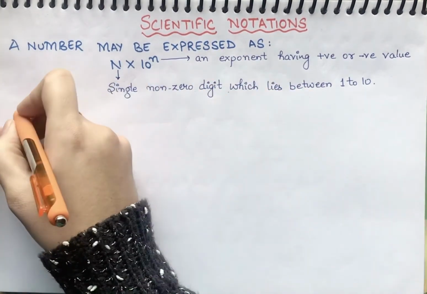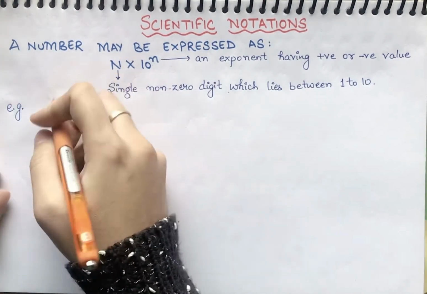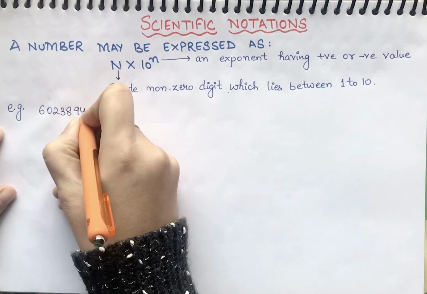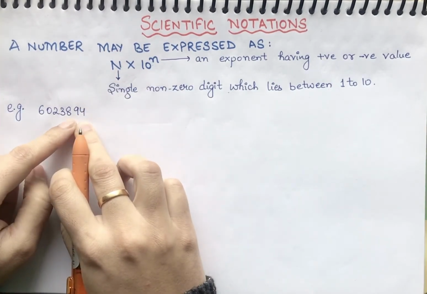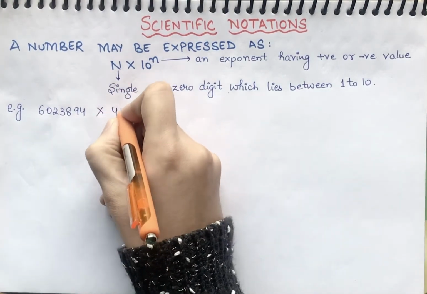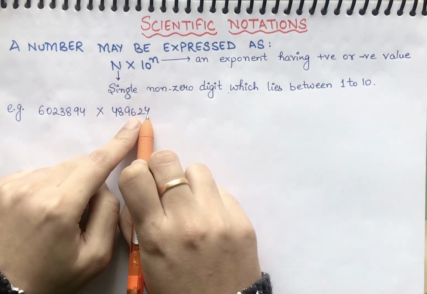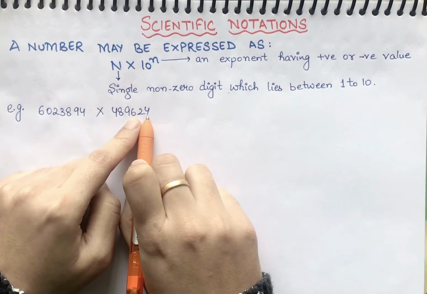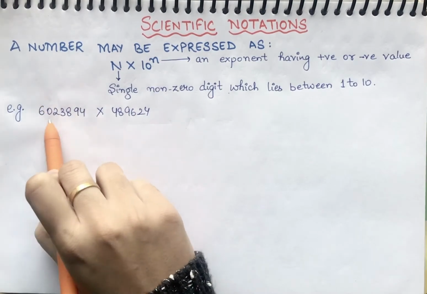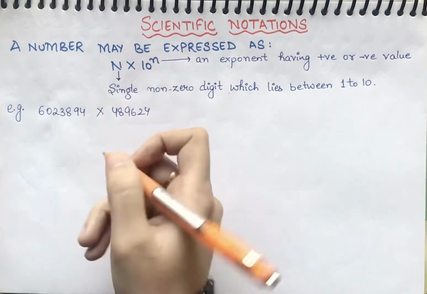Let's take an example and learn what scientific notation is. I am having a number that is 6023894. This is a very large number and it will be very problematic if I multiply this value with 48964. Both multiplications will take your time and we are not sure that calculations will be correct. So what we will do is simply convert these values in terms of n into 10 raised to power n. Now let's see what it means.